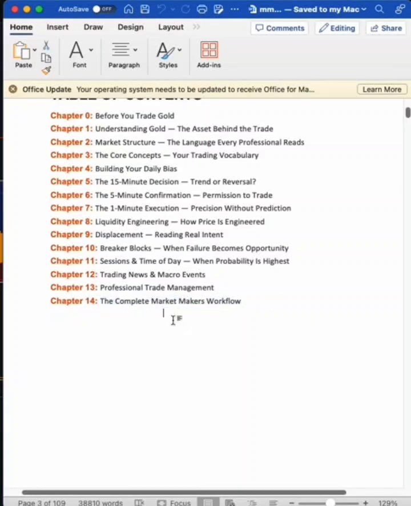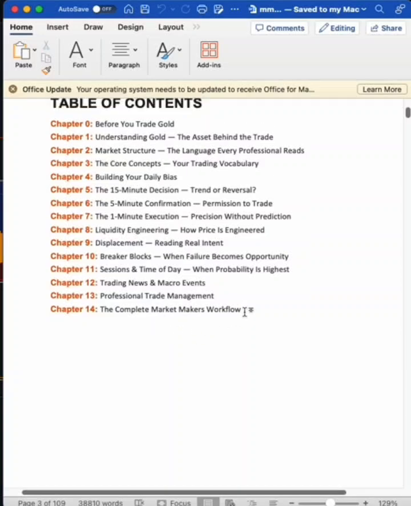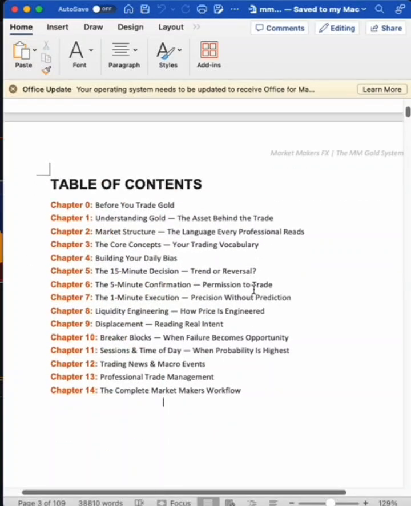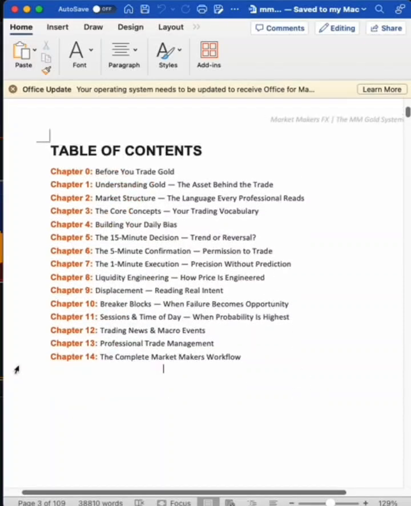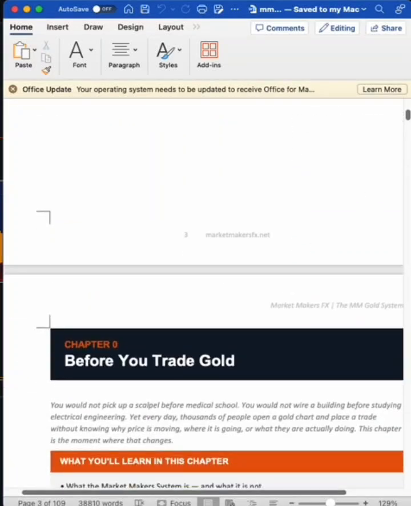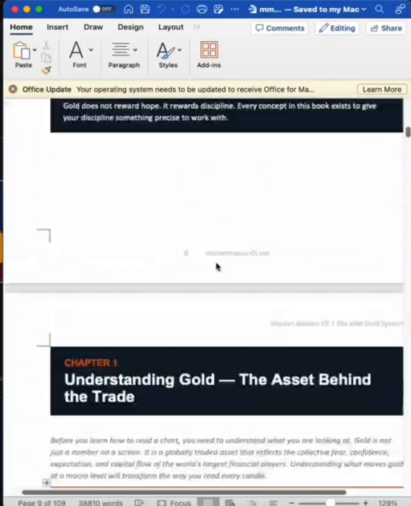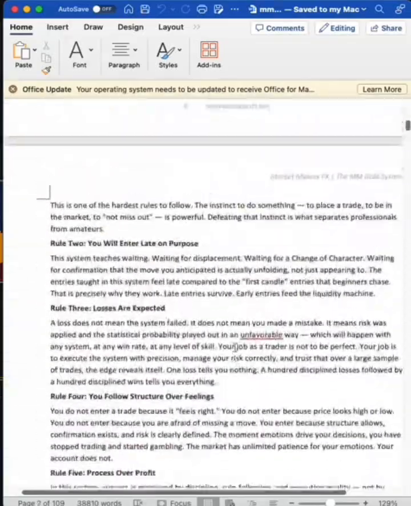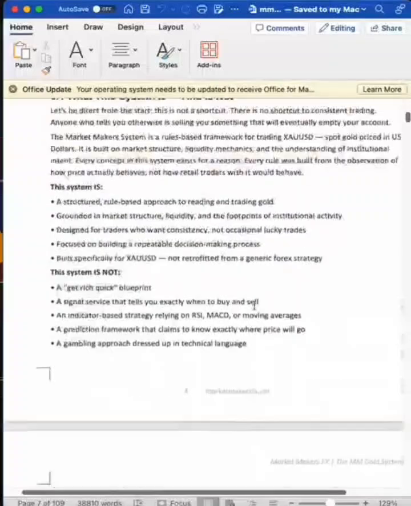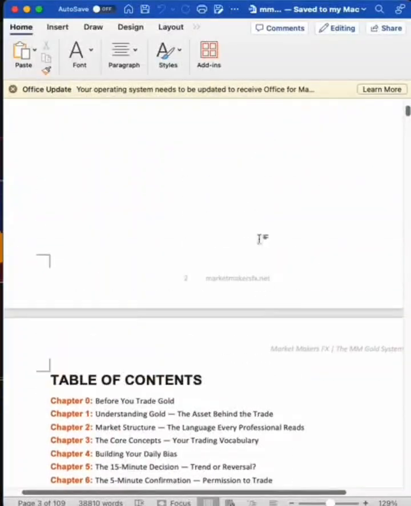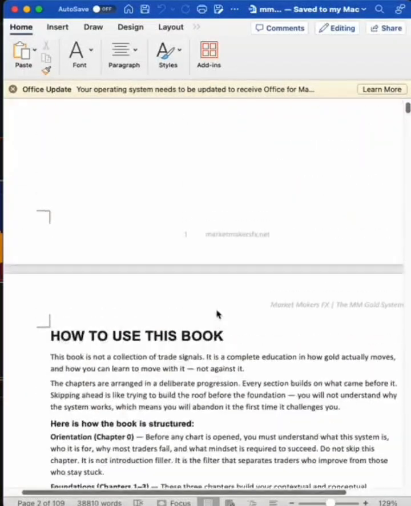And then we will end everything off with a complete market maker system workflow: how you determine your bias, your checklist for determining your bias, your checklist for determining your POI, your checklist for determining your entries. Okay, so all of this will be covered in this ebook, also covered in our 3-day webinar, and also covered in a video course where I go over all of these concepts with everyone.